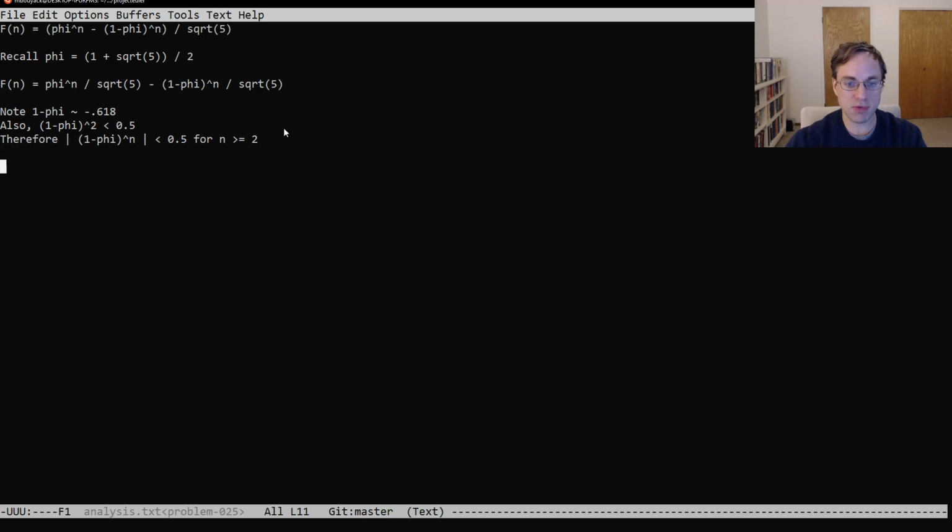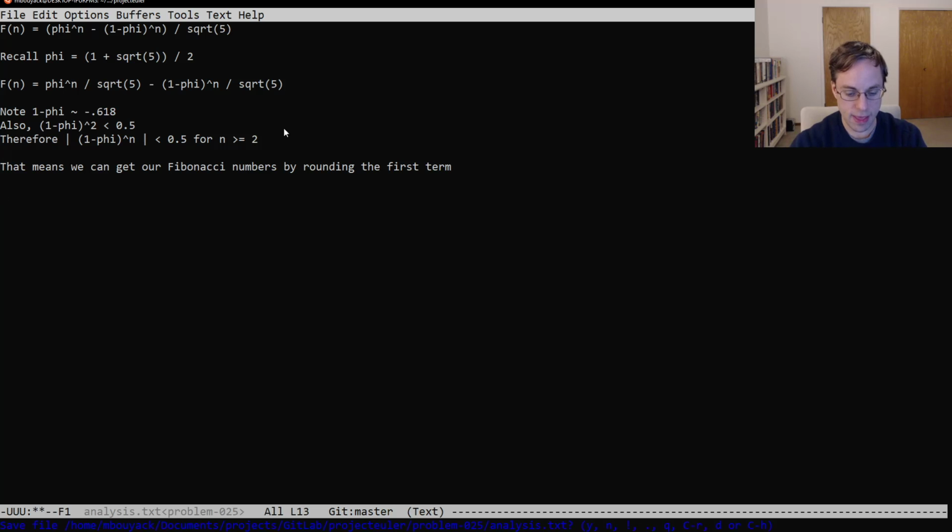The important thing about this is that this second term is always going to be less than 0.5 for large values of n. So that means we can get our Fibonacci numbers by rounding the first term. That is, we don't even have to bother with the second term. We can just calculate the first term, round to the nearest integer, and that will give us our Fibonacci number.